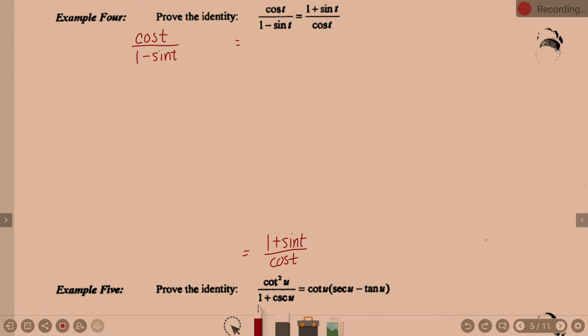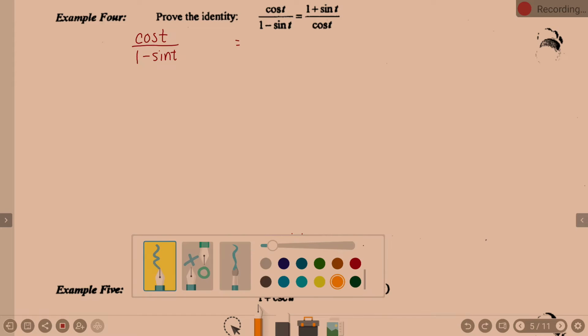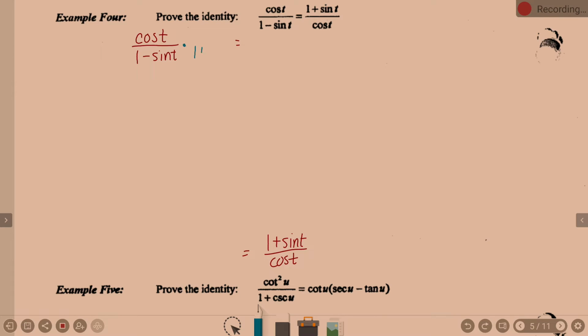You see it throughout math, not just in trig. But that denominator is 1 minus sine t. We use this when we rationalize, when we're trying to get rid of a square root out of a denominator, and there's two terms, where we multiply by the conjugate. What is the conjugate of 1 minus sine t? 1 plus sine t. So, we're going to multiply the denominator by 1 plus sine t.